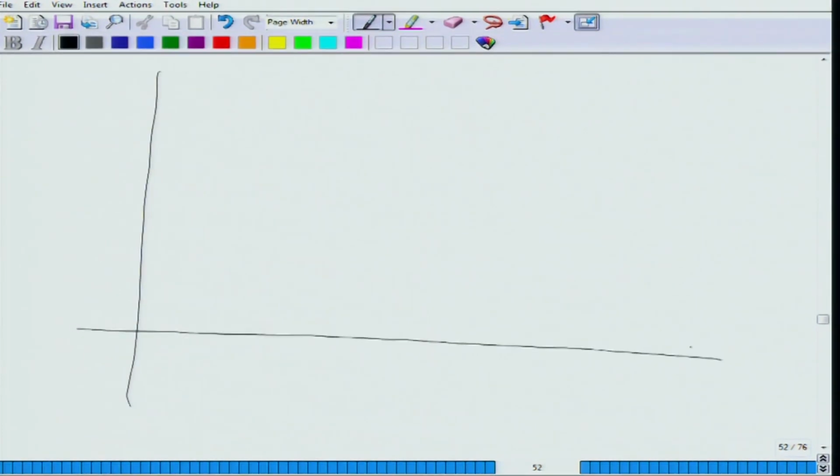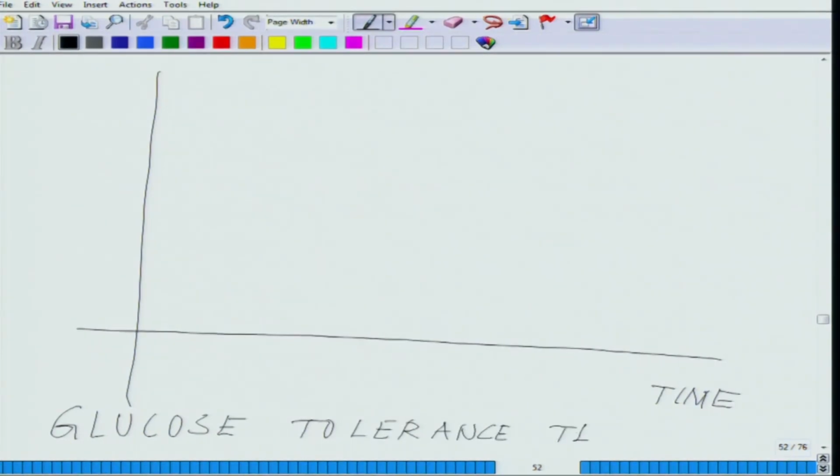If you draw it, this is the overnight fast. So, if this is in terms of time, in terms of hours, and we are talking about the glucose tolerance test. Okay. So, 1 hour, 2 hour, 3 hour, 4 hour, 5 hour likewise. Okay. So, this is an overnight fast. This is a situation where you haven't eaten anything during the night, or after dinner you haven't eaten anything. So, I am calling that overnight fast.